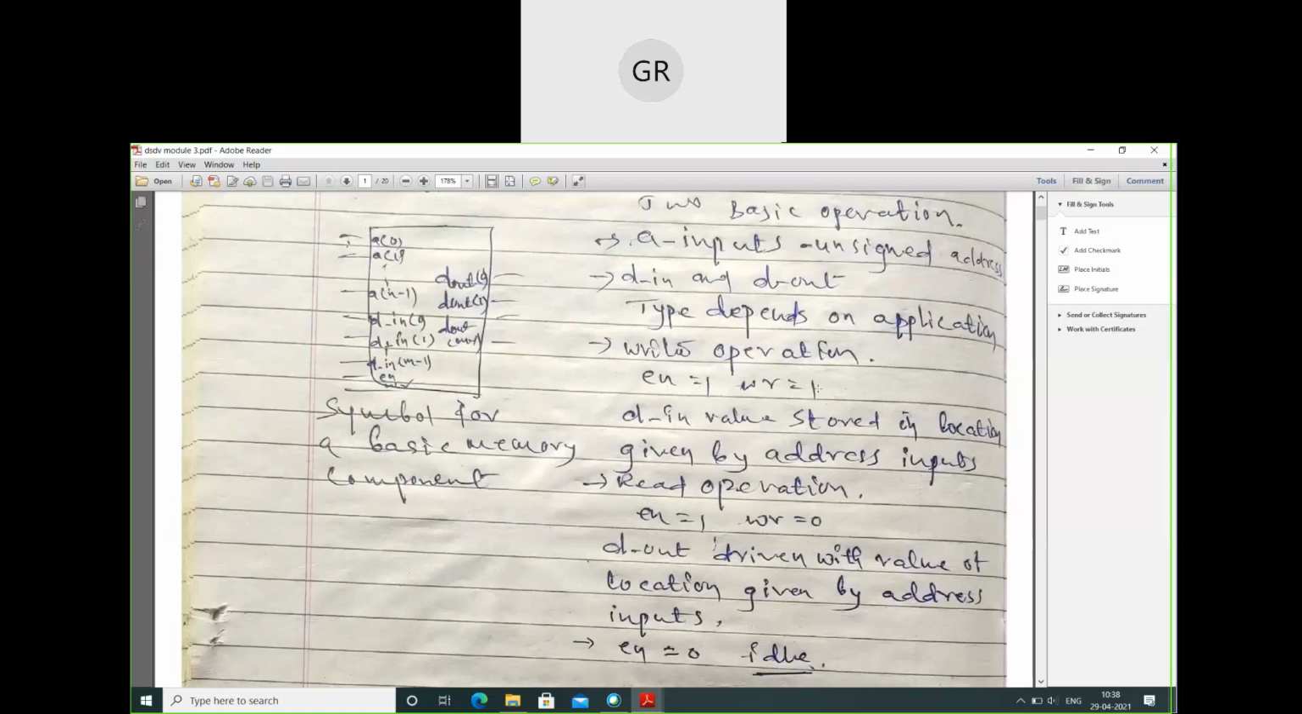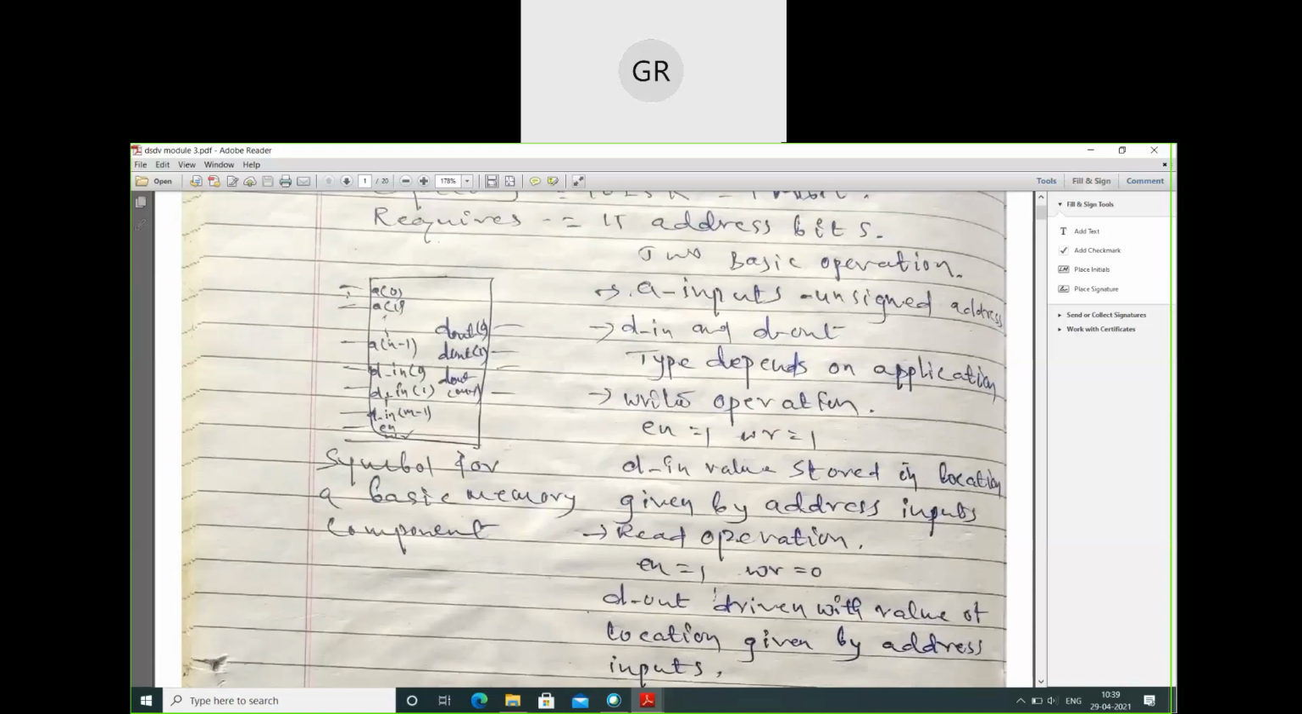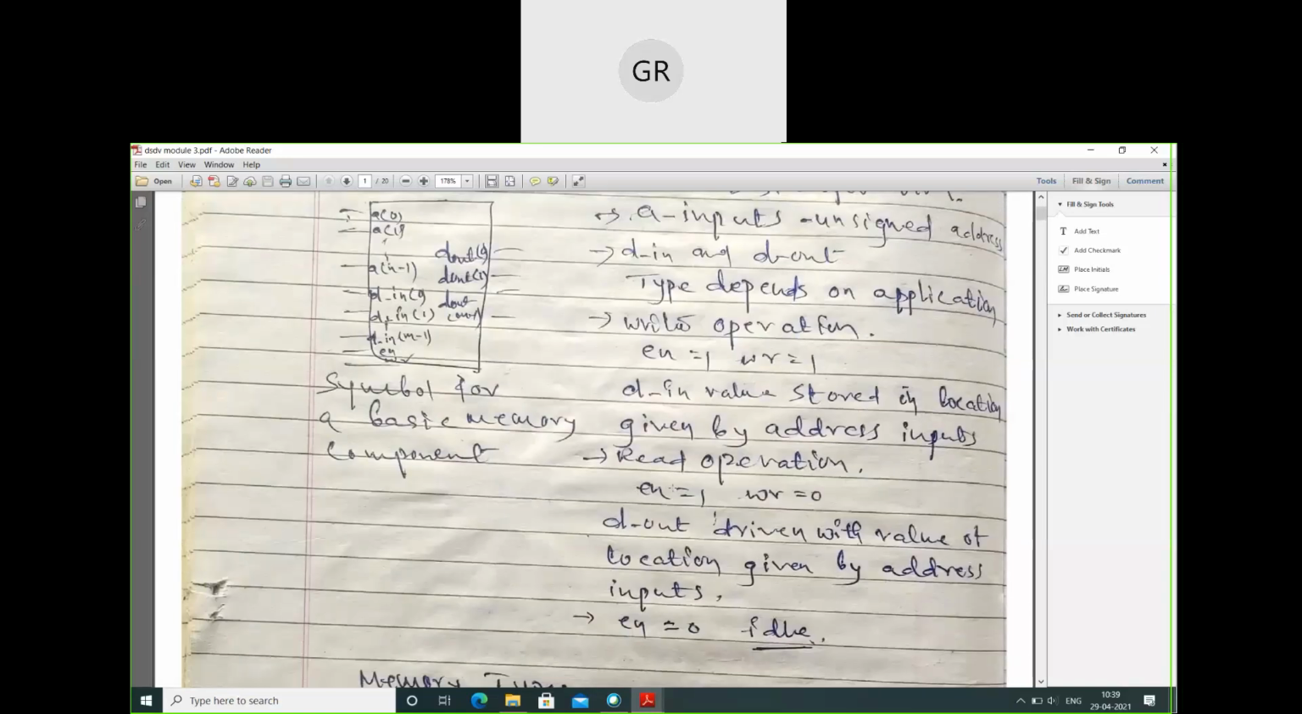When enable equal to 1 and WR equal to 1, what will happen? The write operation is enabled. Here D in value is stored in the location given by address inputs. Then during the read operation, it will be changed: enable equal to 1 and WR equal to 0. Then D out is driven with the value of the location given by address inputs. When enable equal to 1 and WR equal to 1, the write operation will take place. Enable equal to 1 and WR equal to 0.